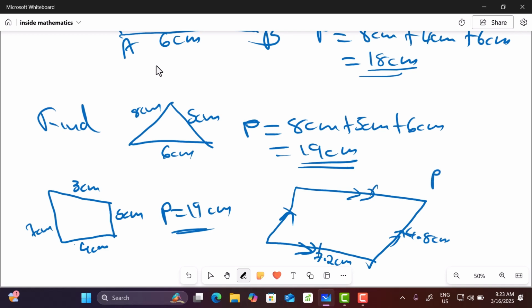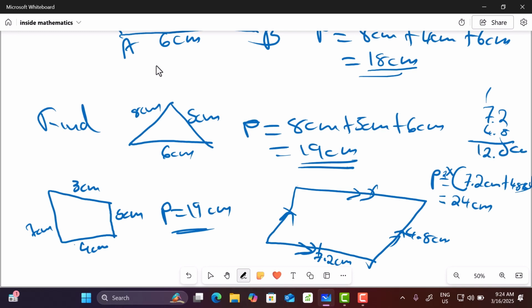So when you are looking for perimeter, you just say perimeter is equal to bracket 7.2 centimeters plus 4.8 centimeters bracket, and everything you have to multiply by 2. If that is the case, you get 24 centimeters, because we are saying 7.2 and 4.8. We get 0, we carry 1. Here we get 12. So 12 centimeters times 2, we get 24 centimeters.